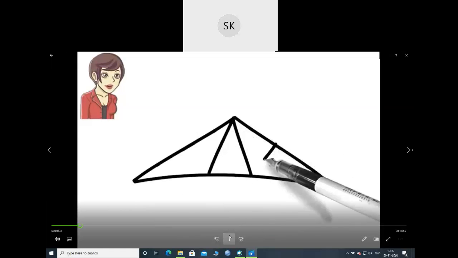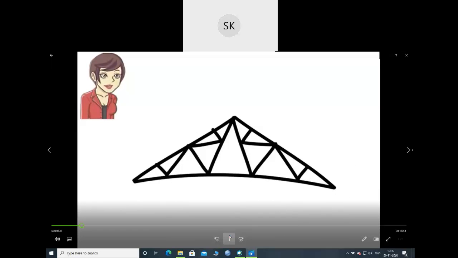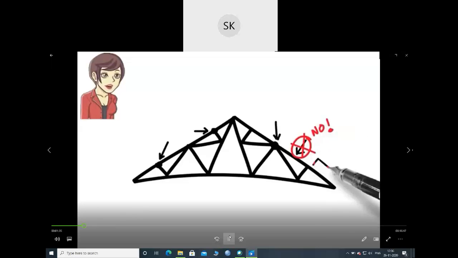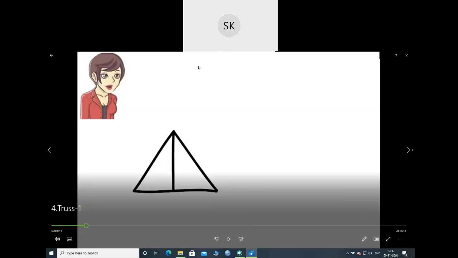Since neither the joints nor the members of a truss are designed to carry any bending moment, applied loads need to be placed at the joints only. No load should be applied directly to the truss member itself. Here is a simple truss structure. So forces usually act on these joints, not on the members. The force is experienced by the joints, not by the members.